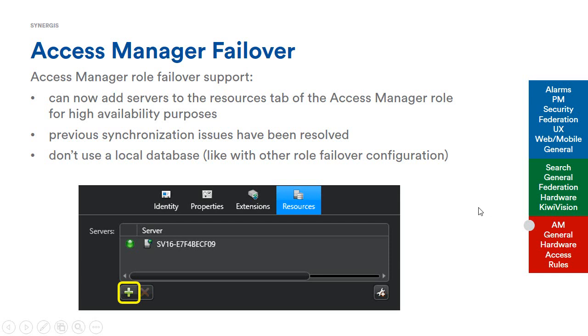The first thing to talk about is the Access Manager failover. The role previously had, under the resources section, the server list here. We could add servers to it, but it wasn't 100%. Now it is 100%, and any problems that we may have run into with synchronization issues have been resolved, and now we can use the Access Manager high availability for sure.